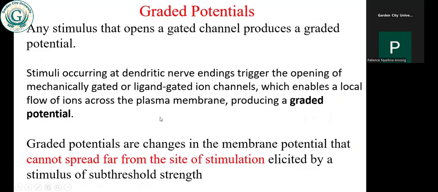Now, it's the same thing. I've put it in writing here. So when there is a stimulus along the dendrite, it triggers the opening of ligand-gated channels. The ligand, which is the neurotransmitter, binds to a specific receptor, and that triggers some voltage-gated channels to open for some ions to enter.